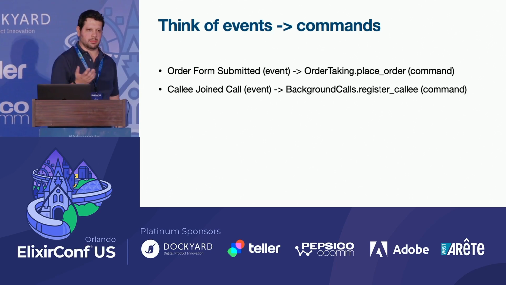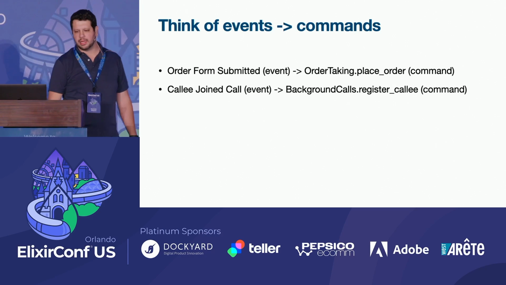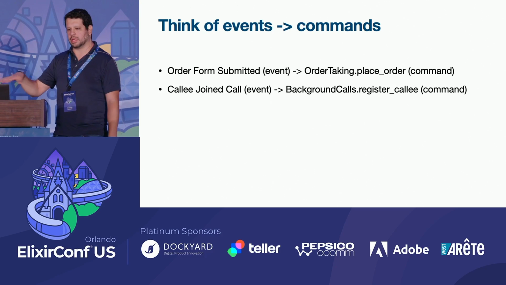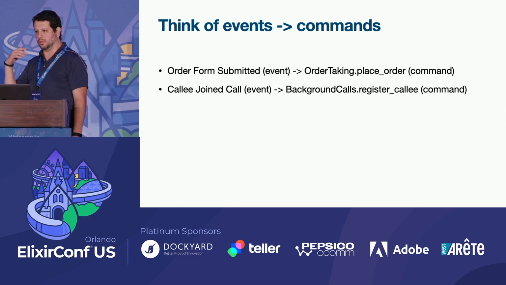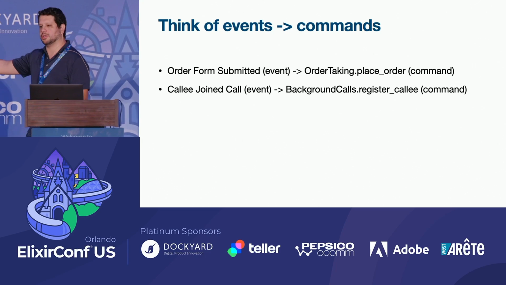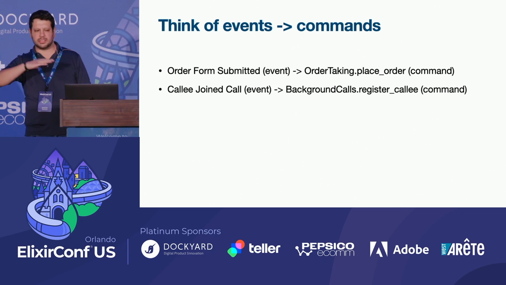In the background calls example, in the application that I worked on, this was something we had. We had a callee join call. This was kind of a webhook that came in, right? That's an event, and so what the background calls bounded context needs to do is register a callee. So just helpful thinking: events to commands.